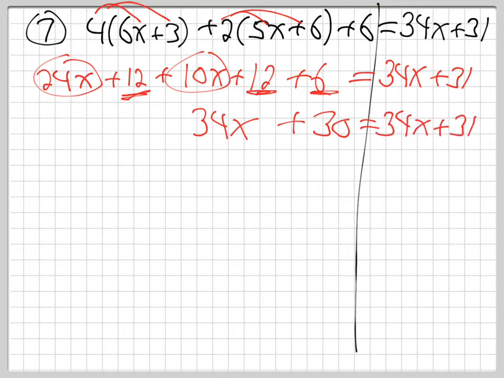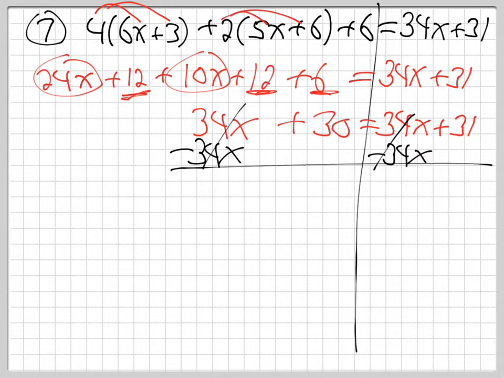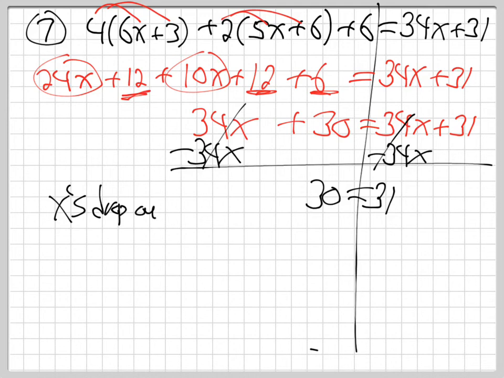Okay, now we have x's on opposite sides. So subtract 34x from both sides, and we get 30 equals 31. What happened? The x's dropped out. What does that mean when the x's drop out?